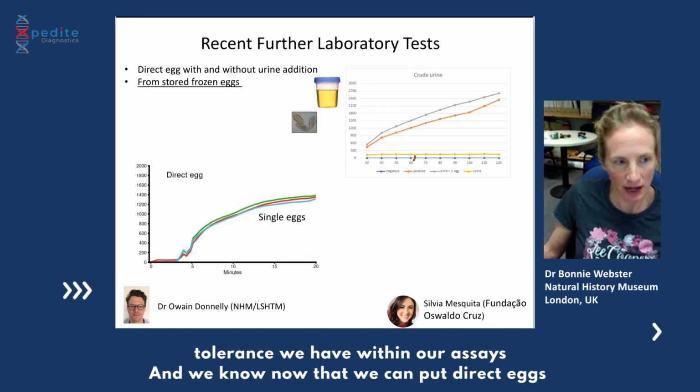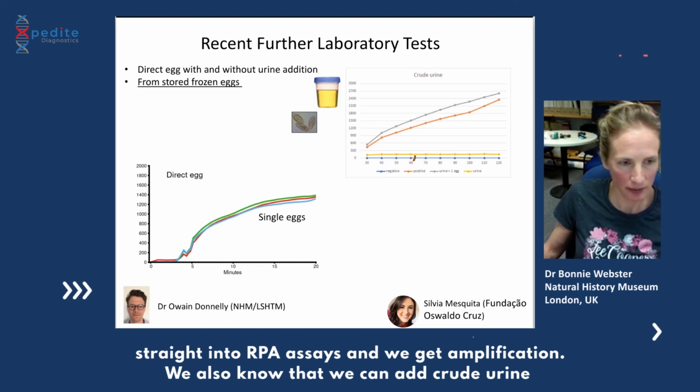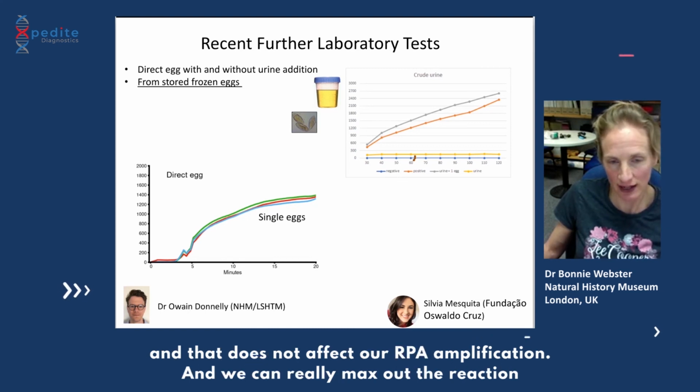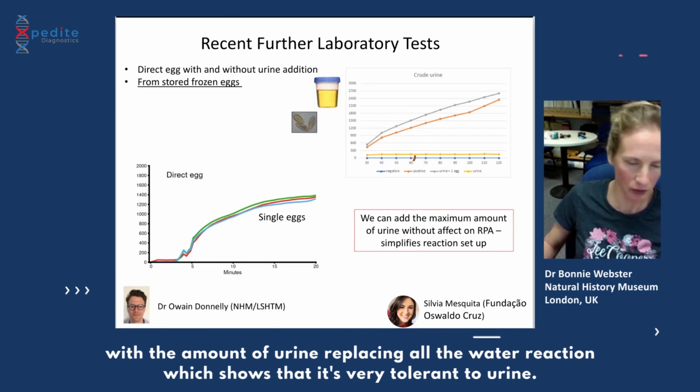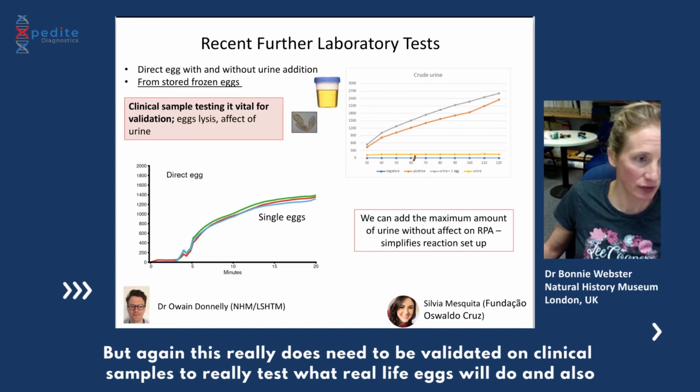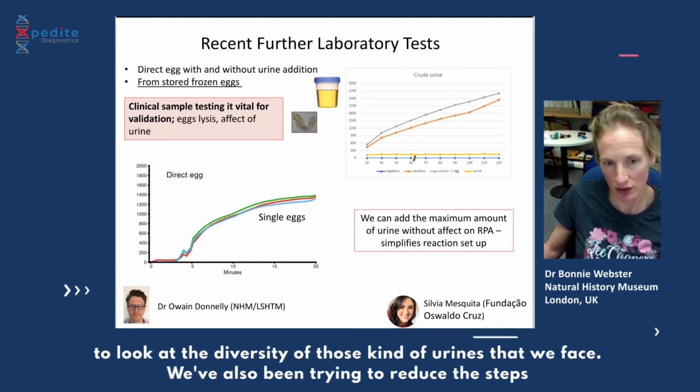And we know now that we can put direct eggs straight into RPA assays and we get amplification. We also know that we can add crude urine and that does not affect our RPA amplification. And we can really max out the reaction with the amount of urine, replacing all the water in the reaction, which shows that it's very tolerant to urine within that analysis. But again, this really does need to be validated on clinical samples to really test what real-life eggs will do, and also to look at the diversity of those kinds of urines that we face.